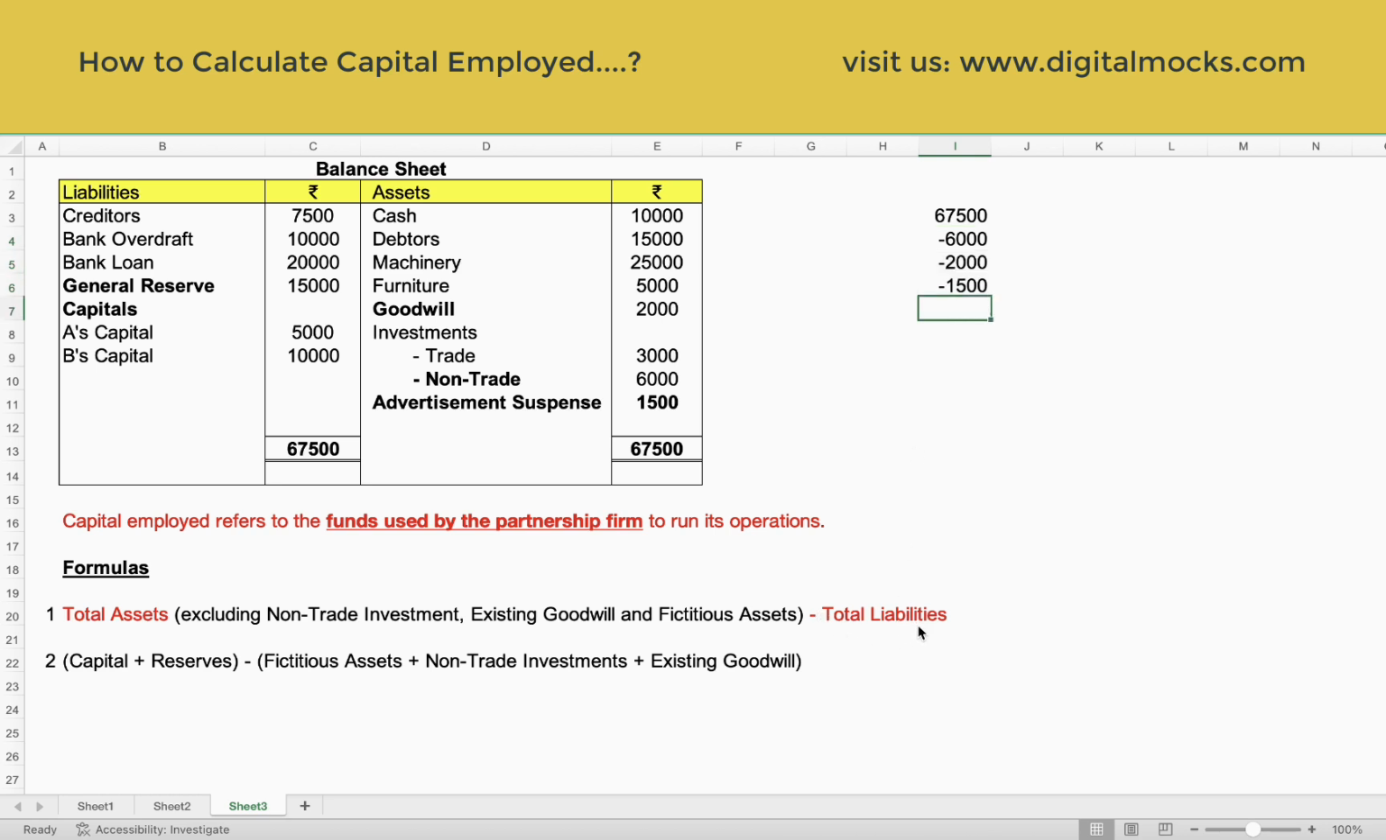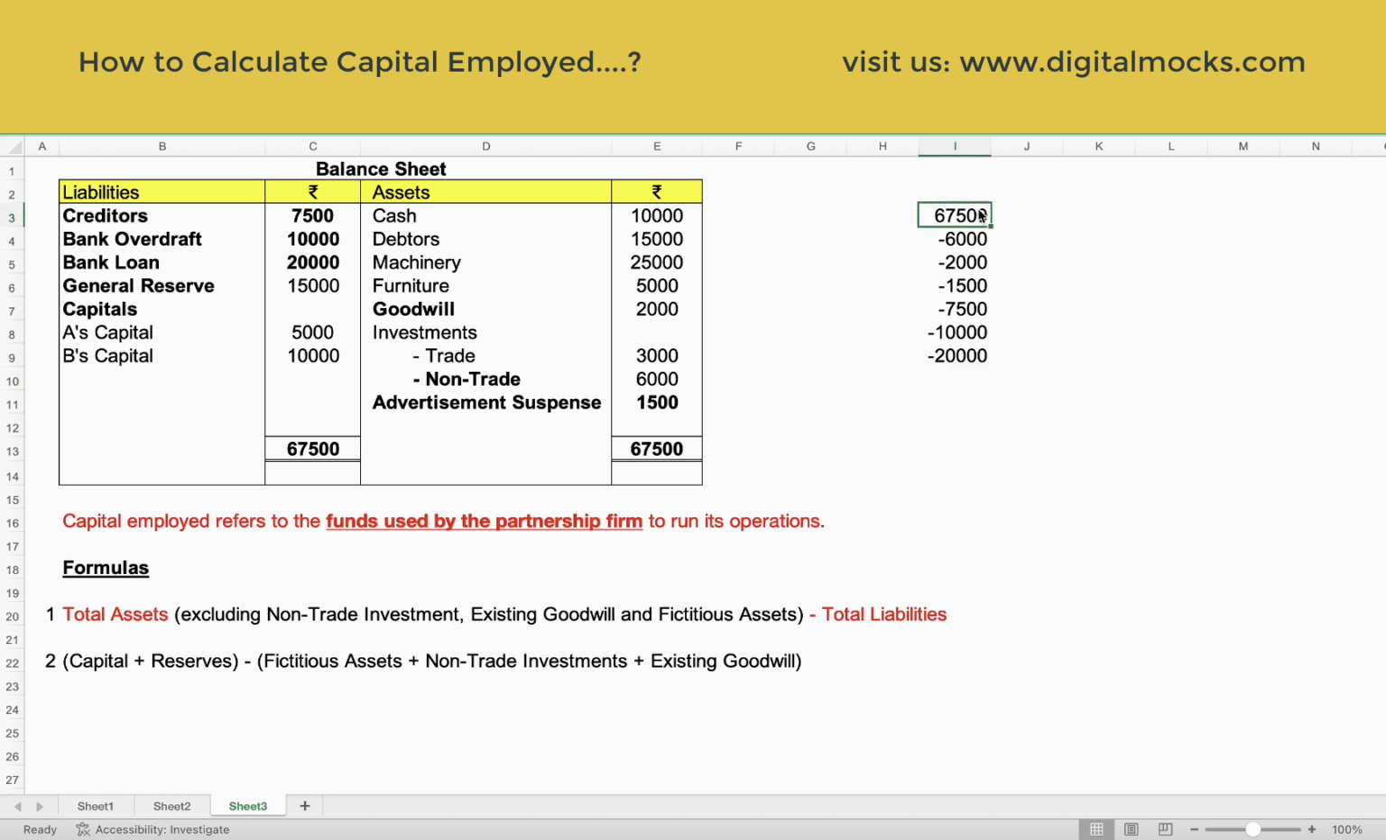Total liabilities. Okay, so here we have these two are current liabilities and this one is non-current liability. So all three we have to subtract. I mean to say current liability as well as non-current liability, bank loan. So both types of liability I have to subtract. So creditors is 7500, that I have to subtract. Then bank overdraft 10,000 I have to subtract, and then bank loan 20,000 I have to subtract.